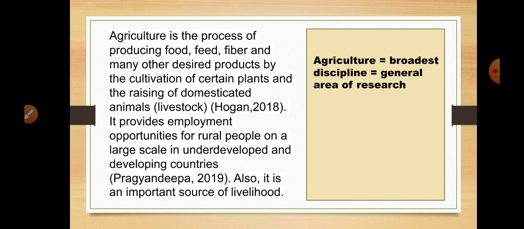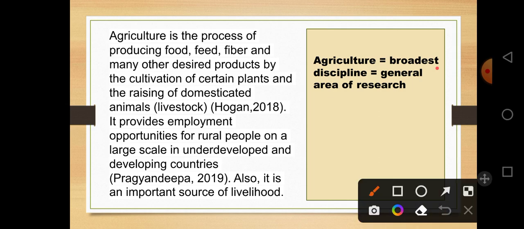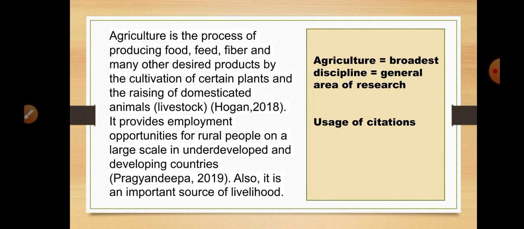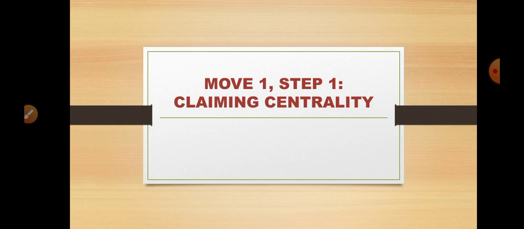And the broadest discipline actually served as the general area of our research. And take note, class, did we use citations? Okay, obviously we use citations to strengthen the foundation of our study. With that said, we can write the step 1 of move 1. Okay, and this will be known as claiming centrality. Okay, class? So the step 1 of move 1 is known as claiming centrality.